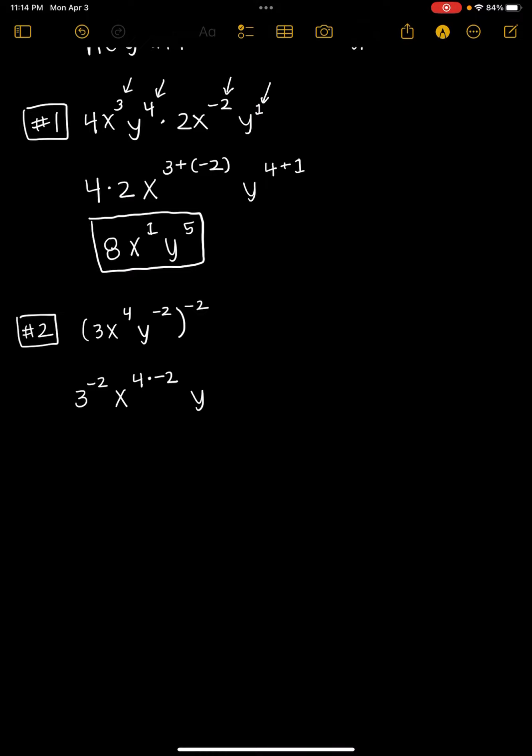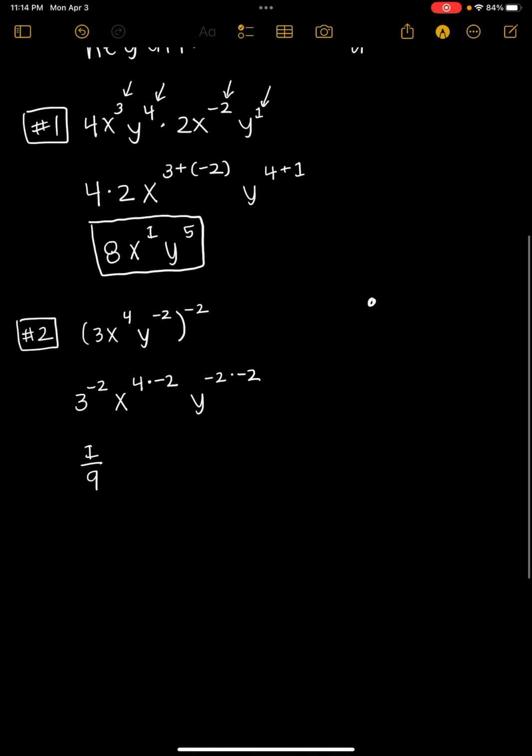And then we have y to the negative 2 times negative 2, because both of those powers on the y are negative 2's. Okay, now we're going to simplify. 3 to the power of negative 2, I could plug that into a calculator, but it's going to give me 1/9. The reason why it gives me 1/9, I'm going to write it over here. 3 to the power of negative 2, we don't like negative exponents, so I'm going to shove that to the bottom of the fraction. That would give me 1 over 3 to the power of positive 2, because when I switch it to the other side of the fraction, it becomes a positive.